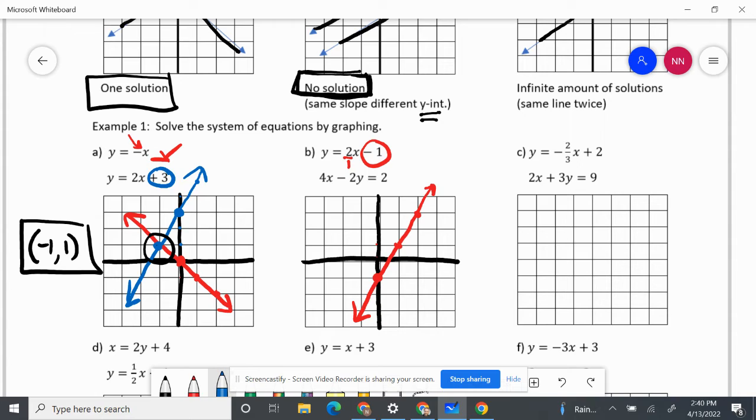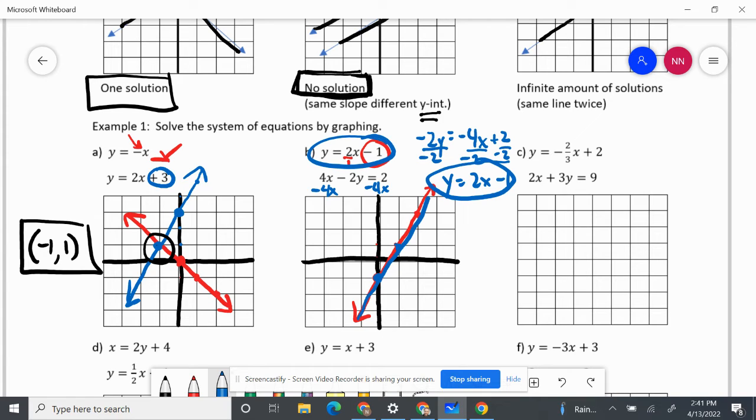Now for the second one, we're going to subtract the 4x on each side, and I have negative 2y equals negative 4x plus 2. I divide by negative 2, and I have y equals 2x minus 1. So I have negative 1, I have up 2 over 1, and if you notice, both of those lines are identical. So this one right here would be an infinite amount of solutions.